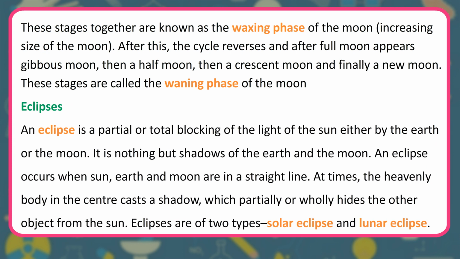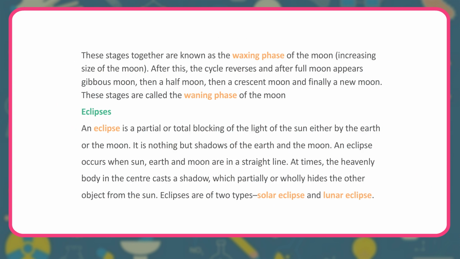Eclipses. An eclipse is a partial or total blocking of the light of the Sun either by the Earth or the Moon. It is nothing but shadows of the Earth and the Moon. An eclipse occurs when Sun, Earth and Moon are in a straight line. At times, the heavenly body in the center casts a shadow, which partially or wholly hides the other object from the Sun. Eclipses are of two types: solar eclipse and lunar eclipse.